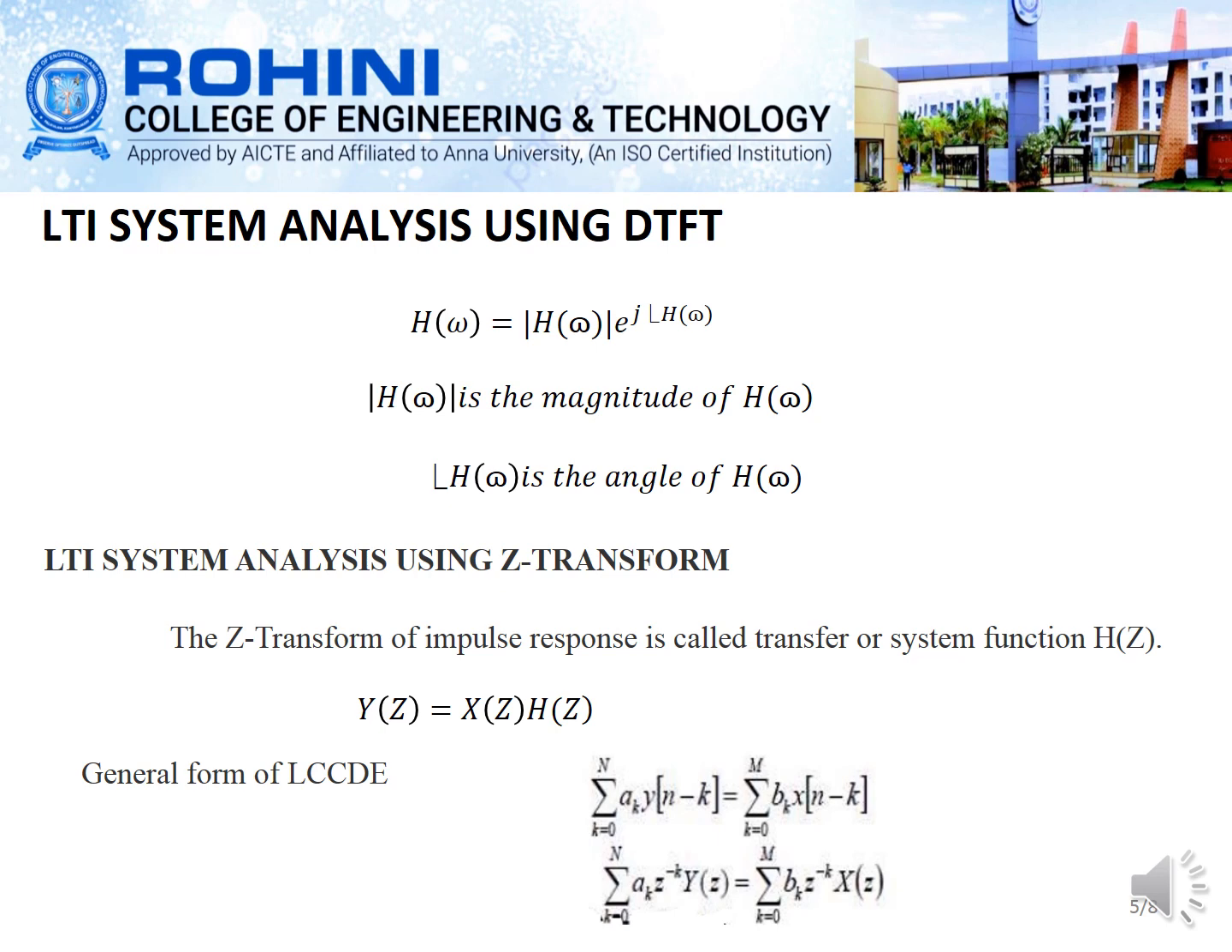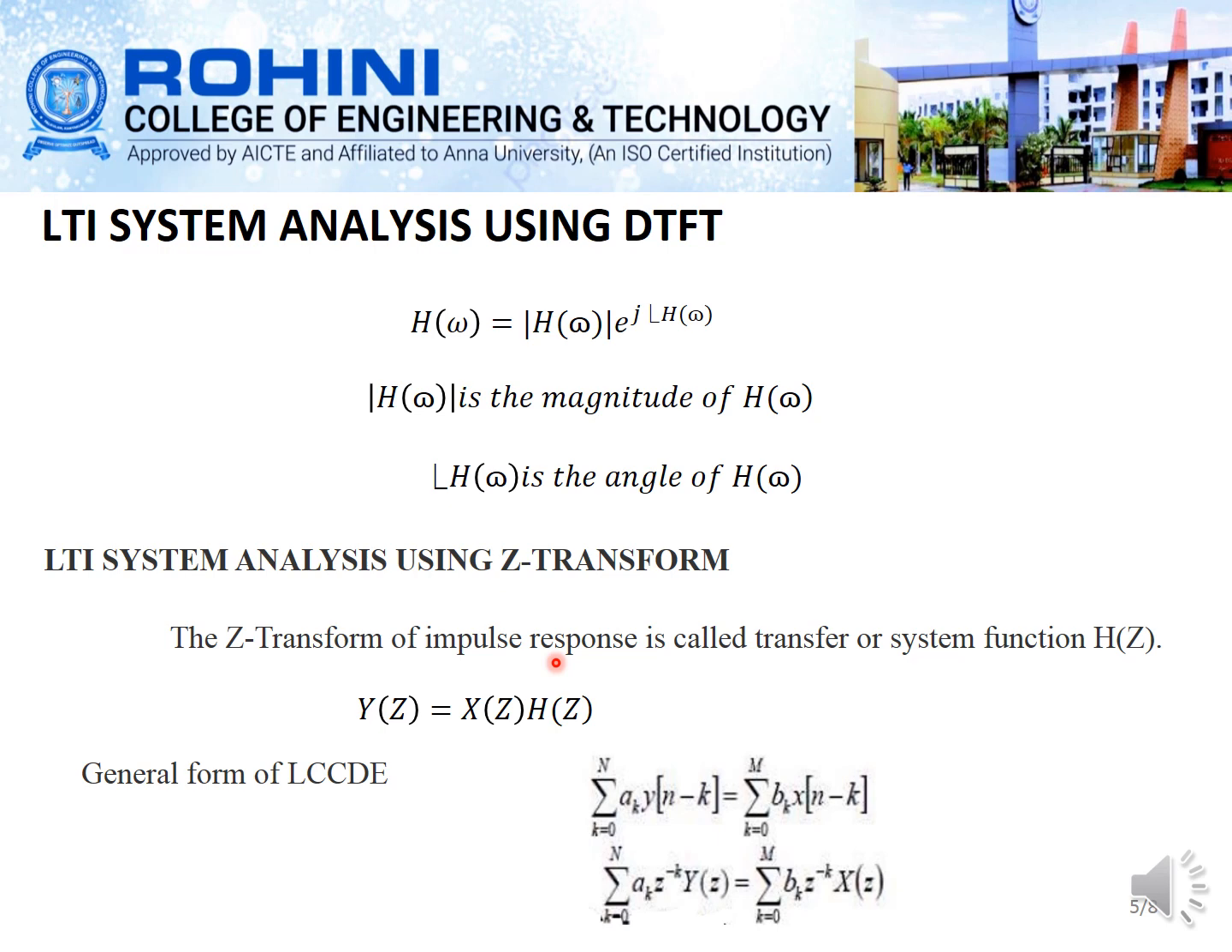Modulus of H(omega) is the magnitude of H(omega), and this is the angle of H(omega). Thus, we can analyze the system by using the DTFT. And now we are going to analyze the system using the Z transform.